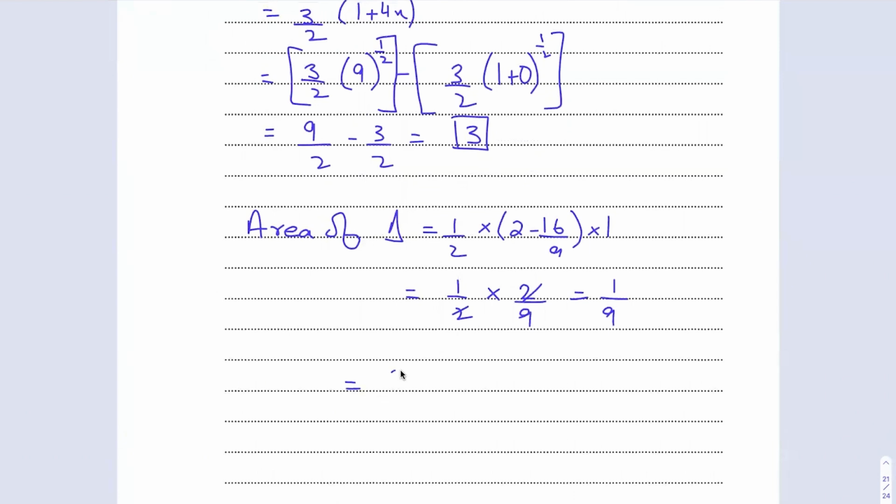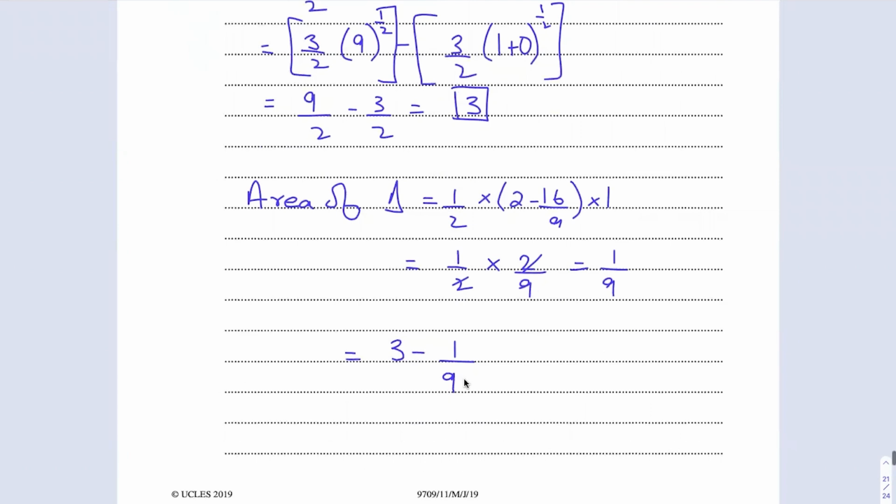Subtracting the area of the triangle from the area under the curve, 3 minus 1 upon 9 is equal to 27 minus 1 upon 9, which will become 26 upon 9.